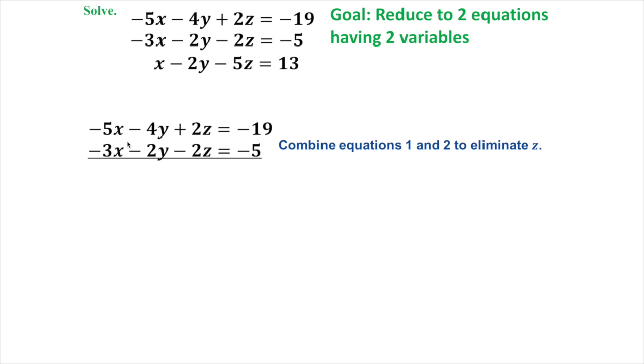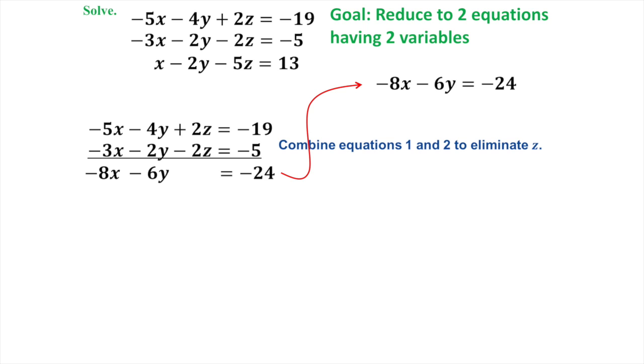I'm just going to simply add these together. Negative 5x plus 3x, minus 3x gives me negative 8x. Negative 4y minus 2y gives me negative 6y. My z's cancel out. And then I have a negative 19 and negative 5 give me negative 24. And from here, you can write it wherever you want. I just write it up here so I have some more room, just like I did on the previous problem.